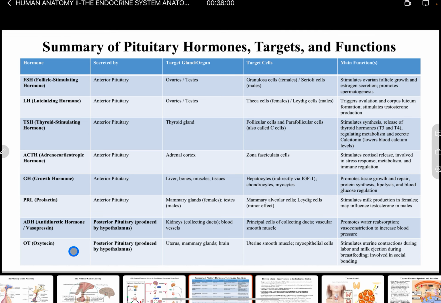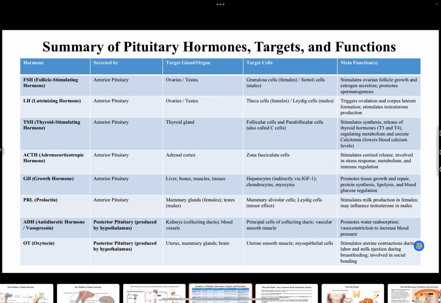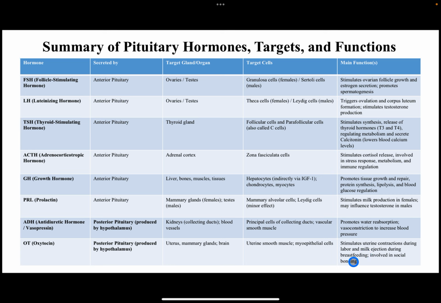Okay, in fact, for oxytocin, the target gland or organ is the uterus, the mammary gland, and then the brain. Is that okay? And the specific cells in these glands that it targets are the cells in the uterine smooth muscles and the myoepithelial cells. Now, when these cells are stimulated, at the end of the day, it will stimulate uterine contractions during labor, milk ejection during breastfeeding, and it's involved in social bonding. That is the oxytocin. Okay, that is the oxytocin. So the hormone that is involved in social bonding is also oxytocin.